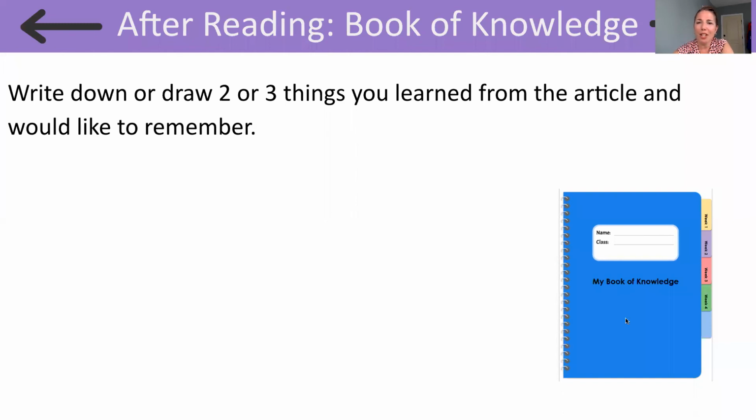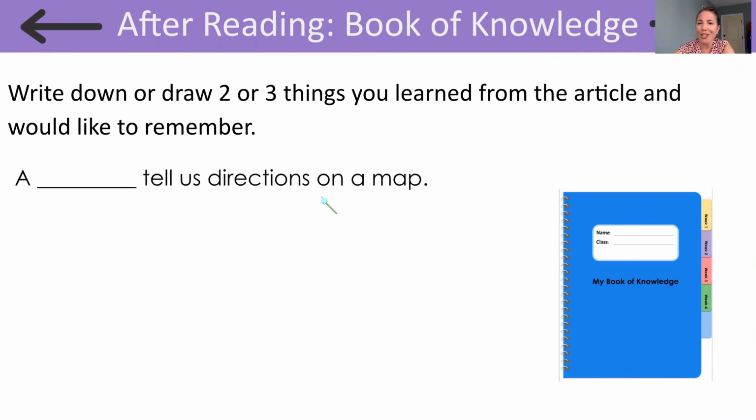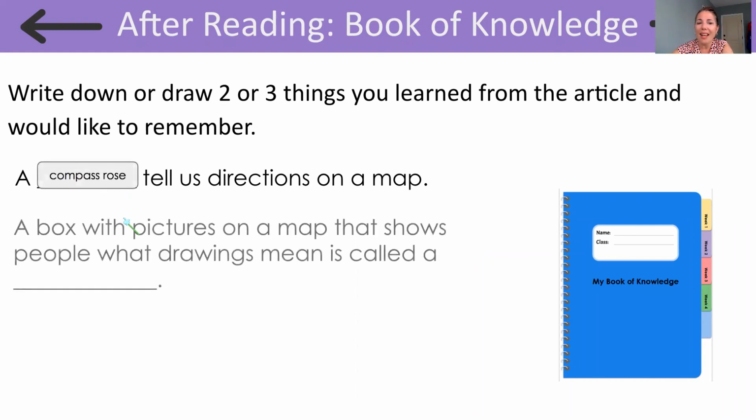So readers, let's take a look at what phrases you picked that best completes each of these sentences below. Tell us directions on a map. The phrase that best completes this sentence is, that's right, a compass rose. And the next sentence is best completed with which phrase? That's right, a map key. So a box with pictures on a map that shows people what drawings mean is called a map key.